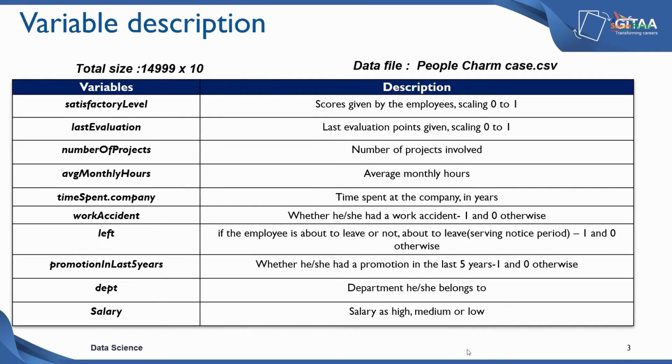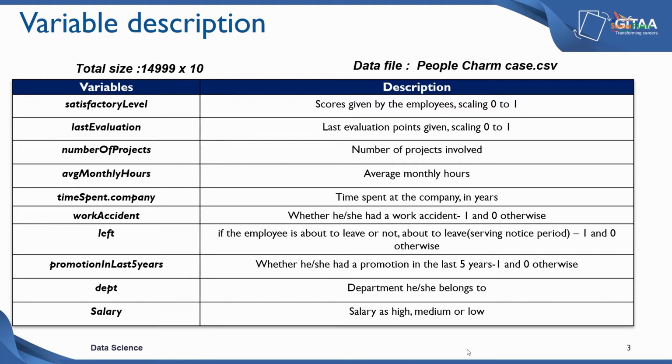So to generate scatter plots in this lecture, we are going to be taking a data set called HR analytics. Now the total size of this data is 14,999 by 10, which means there are 14,999 rows and 10 columns. The data file goes by the title peoplecharmcase.csv. Now let's look at the variable description.